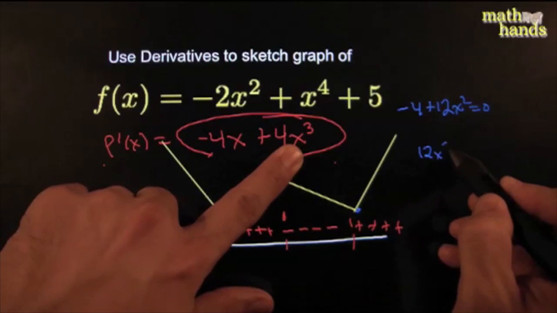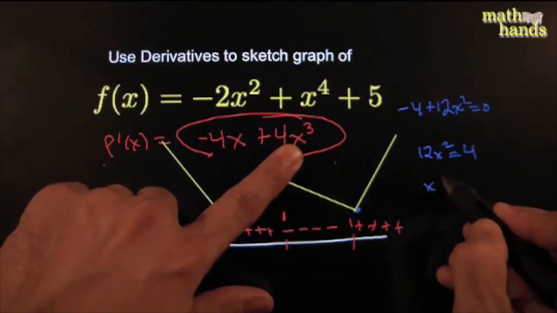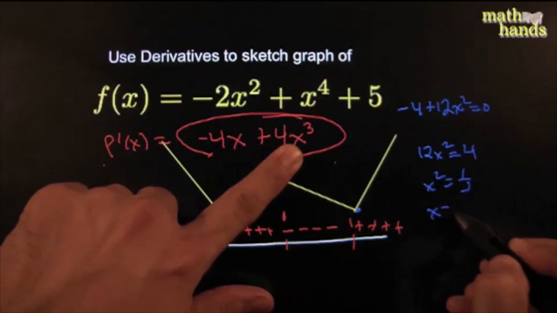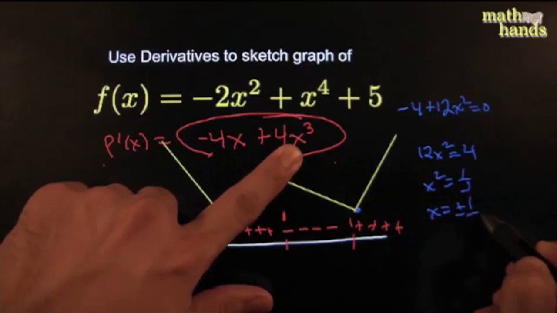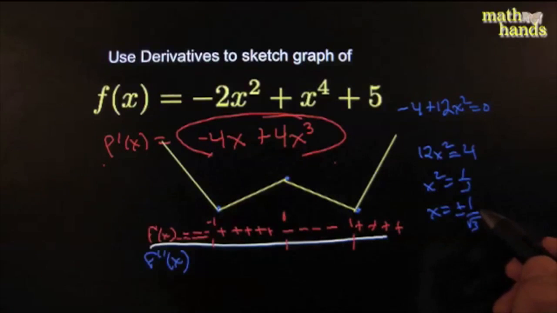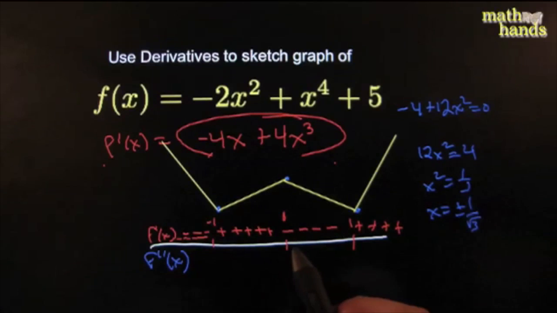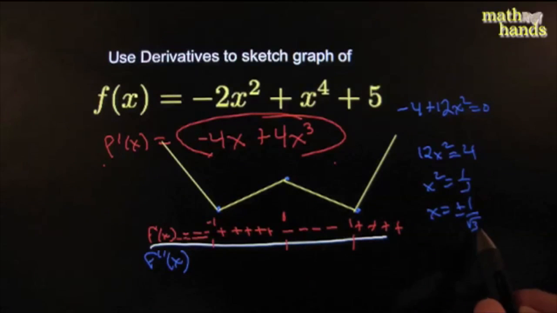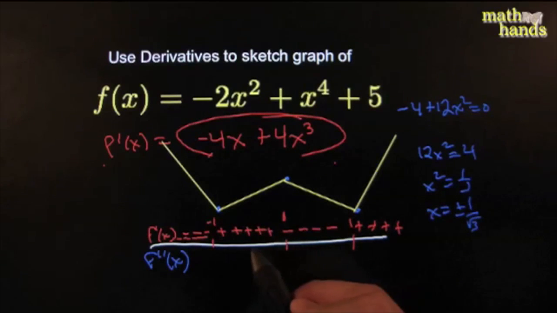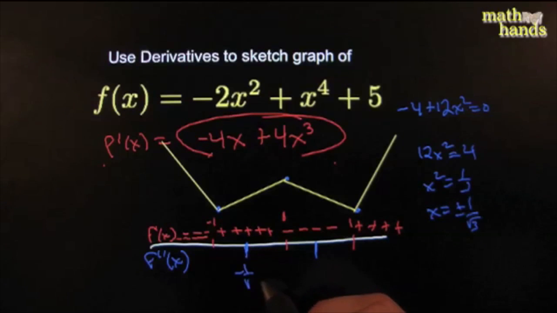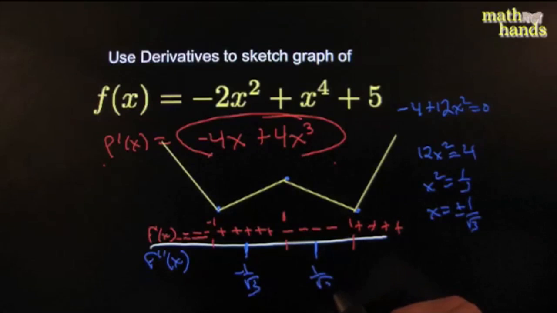That would give you 12x squared is equal to 4, so x squared is equal to 1/3. That would give you x equals plus or minus 1 over the square root of 3. It's some number around 1/2 in between. So -1 over square root of 3 and 1 over square root of 3.